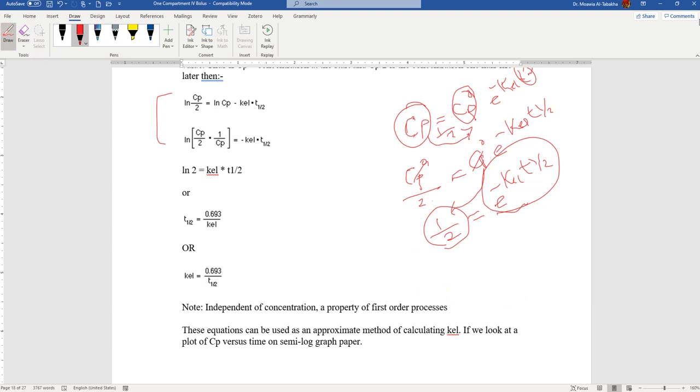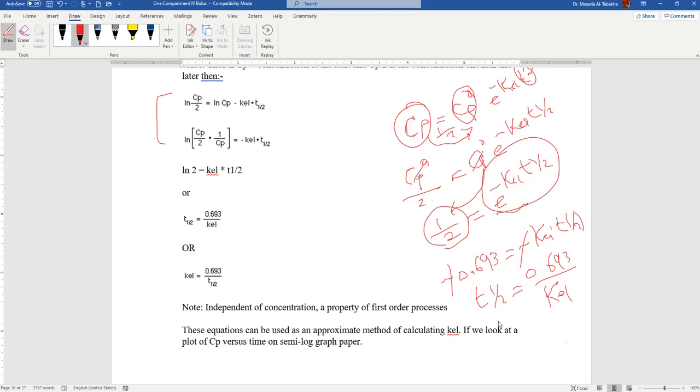So we have minus 0.693 equal to minus KL times T half. Of course minus goes with minus, so T half equals 0.693 divided by KL. There is an inverse relationship between half-life and KL. The larger the KL, the shorter the half-life of the drug.